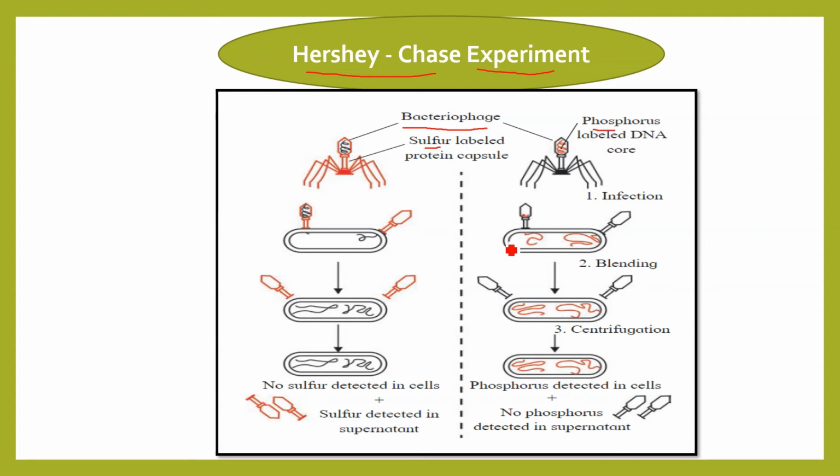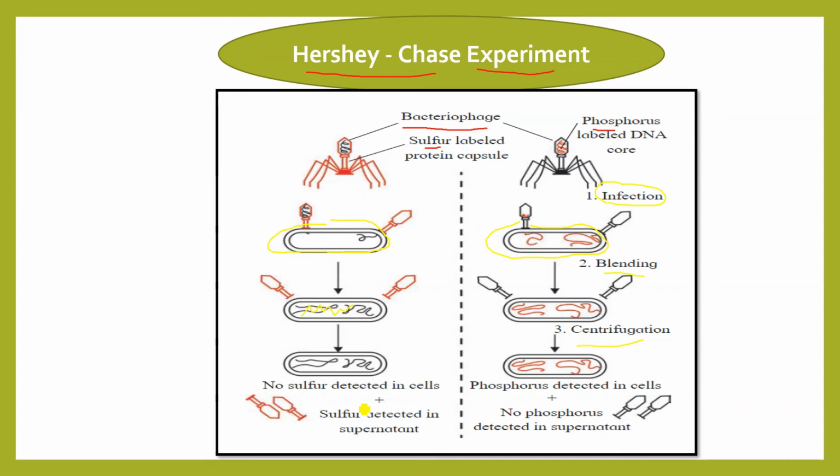They allowed them to infect the bacteria, which is E. coli, here as well as here. So the first step was infection. The second step is blending, where the nucleic acid material is inserted into the bacteria, and the third step is centrifugation. Centrifugation took place, and what did they see in the case of sulfur?